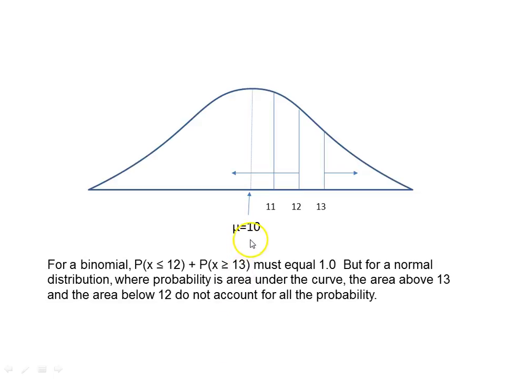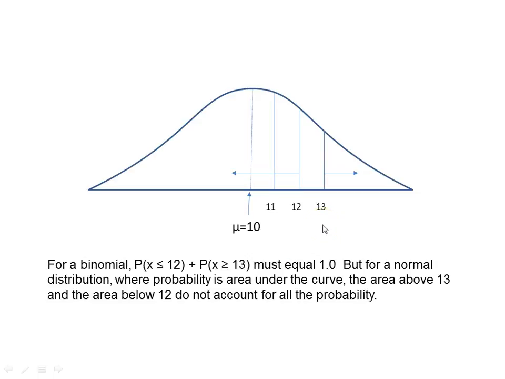For the binomial, for example, here, remember the mean was 10. You could get 10 heads out of 20, or 11, or 12, or 13. Probability occurs at those individual points. Notice if I did the following. Suppose I said for the binomial, take all probability from 12 on down, and all probability from 13 on up. If you think about it for a moment, those two probabilities have to add up to 1 for a binomial.